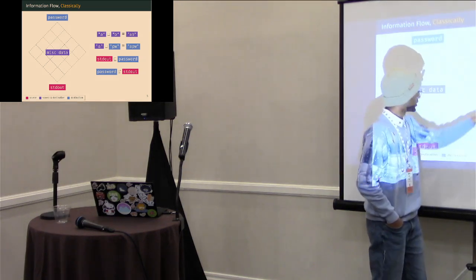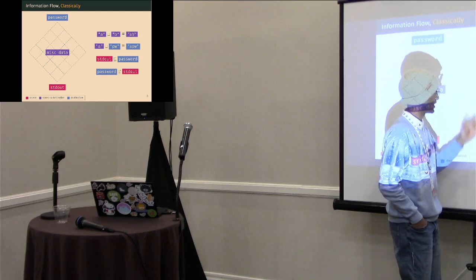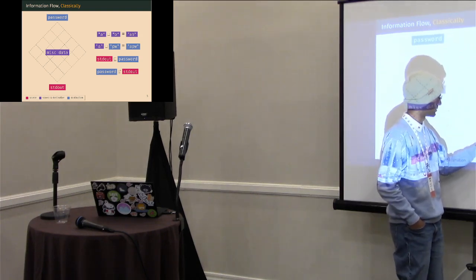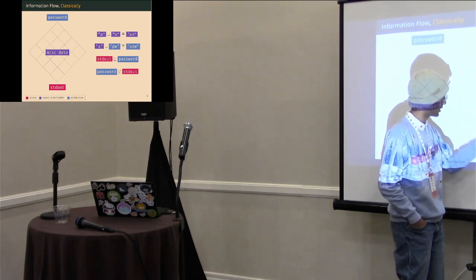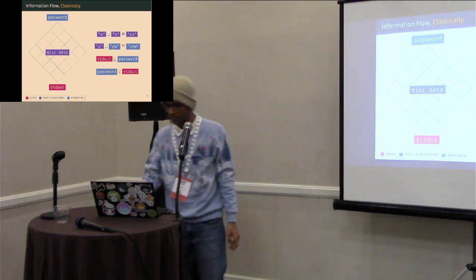Okay. And likewise, if I have standard out being partially ordered less than password, that means standard out can flow to a password. But if I don't have that, then the thing on the left-hand side cannot flow to the thing on the right-hand side. That makes sense.